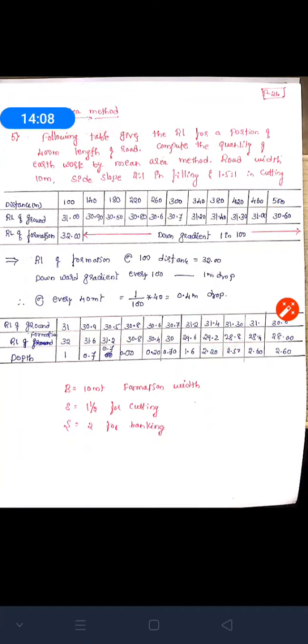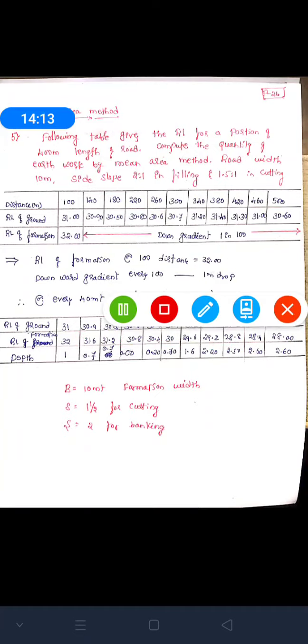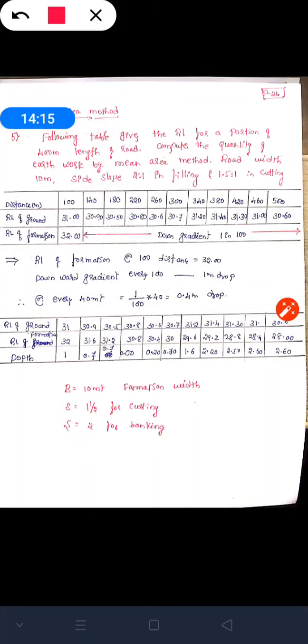Then we should find out the depth here. In order to calculate depth, the formula is formation level minus ground level. So after calculating 32 minus 31, we got 1 meter. Similarly, here we got 0, that is 30.8 minus 30.8, then we got 0. And like this we should calculate the depth here.